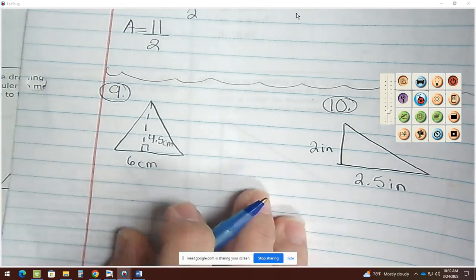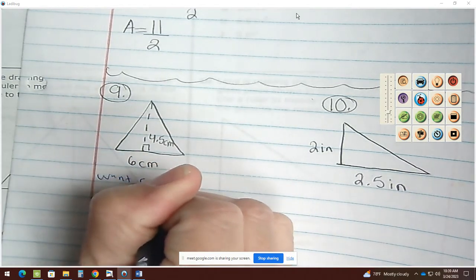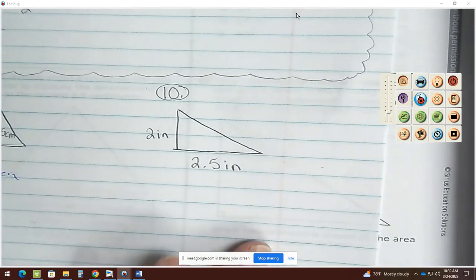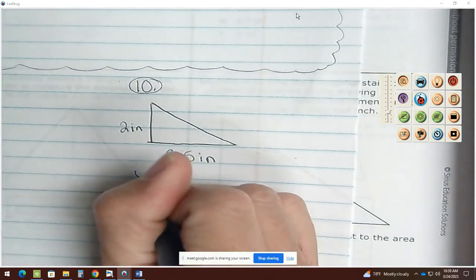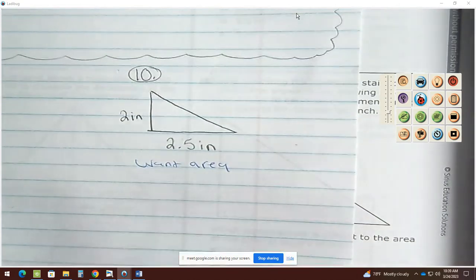Number 9, they want the area, so I'm going to say area. Go ahead and continue now with me. I'm doing number 9, you're going to do number 10. You know what? I'm supposed to be doing number 10 because I already did number 9. No, this is the bit. I'll do number 10 instead. They want the area, because I did number 10 in the one class. I don't remember which one.